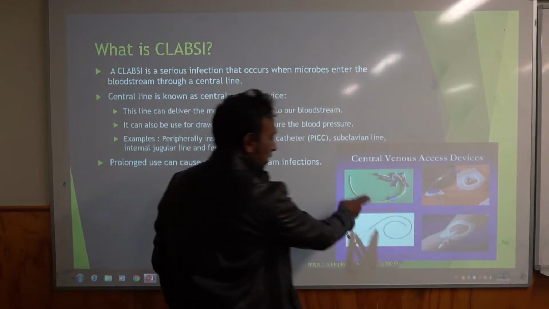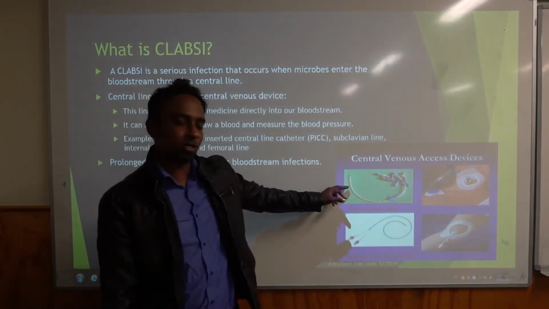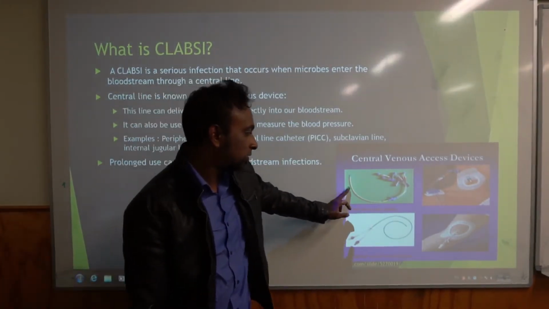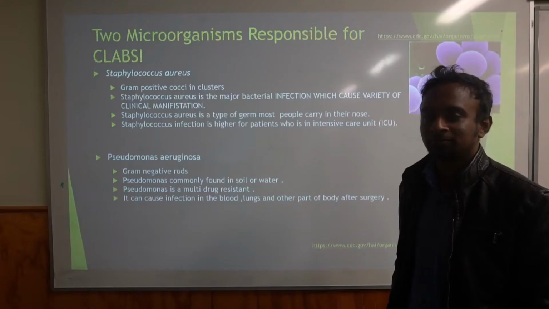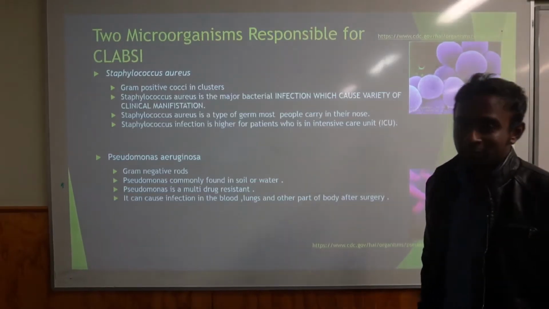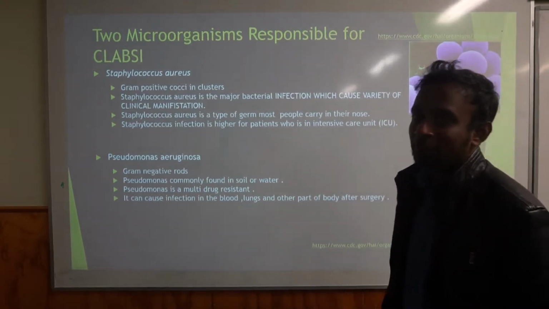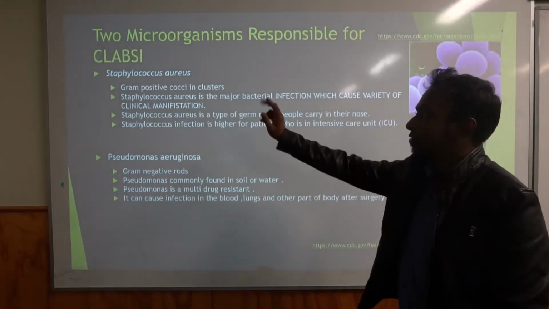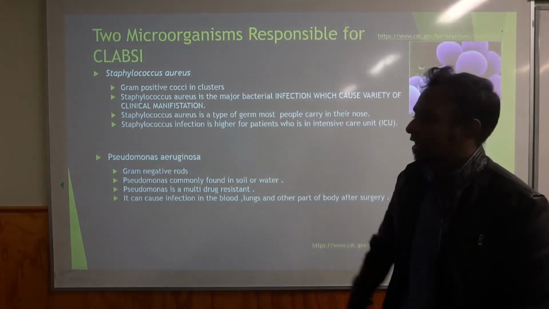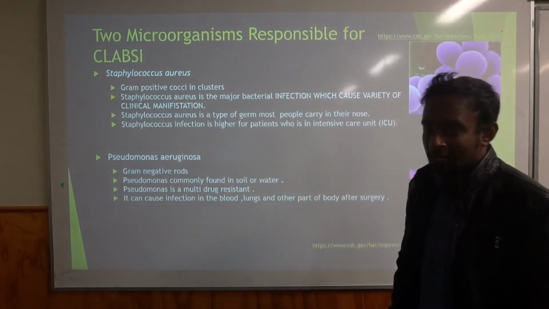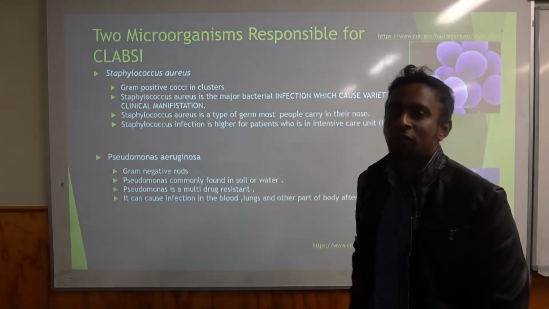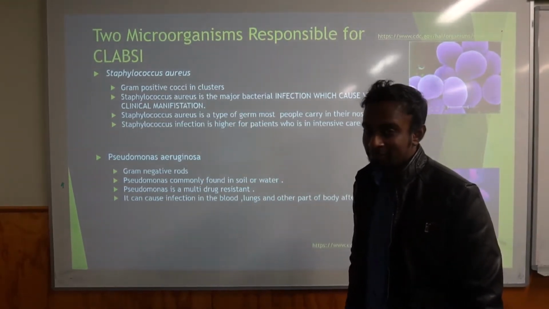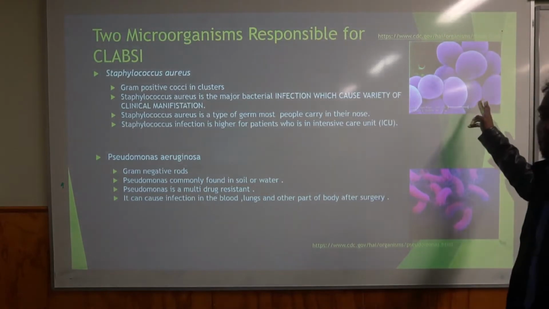These are the 2 types of catheter. The first one is the short-term central catheter. The second one is the peripherally inserted catheter. There are 2 common microorganisms which cause CLABSI. The first one is Staphylococcus aureus, and the second one is Pseudomonas aeruginosa. The first one is a gram-positive cocci in clusters. It looks like a grape shape.